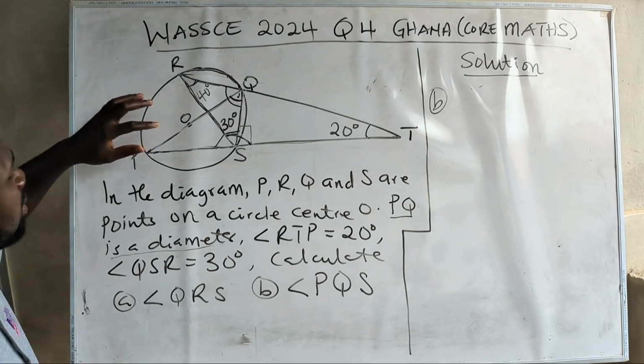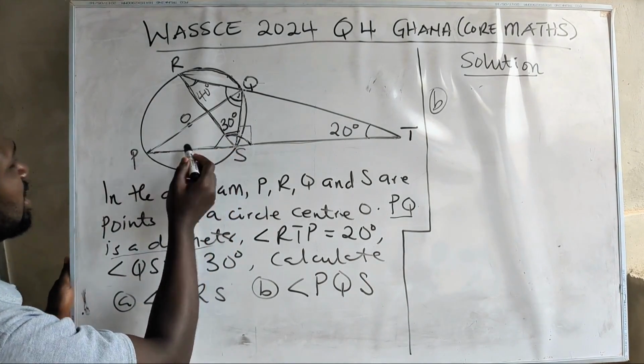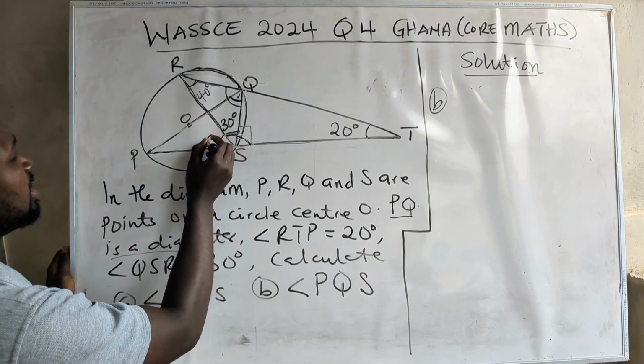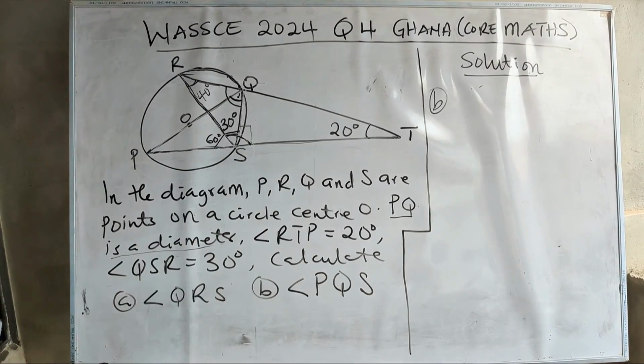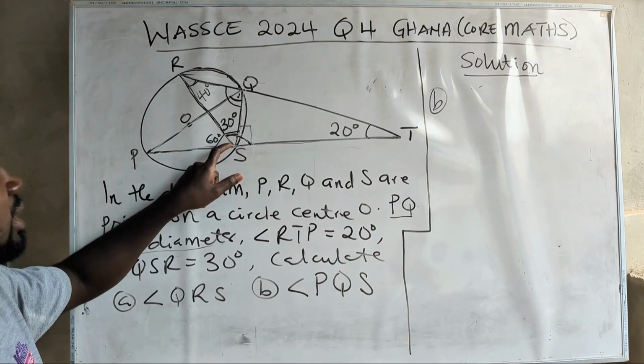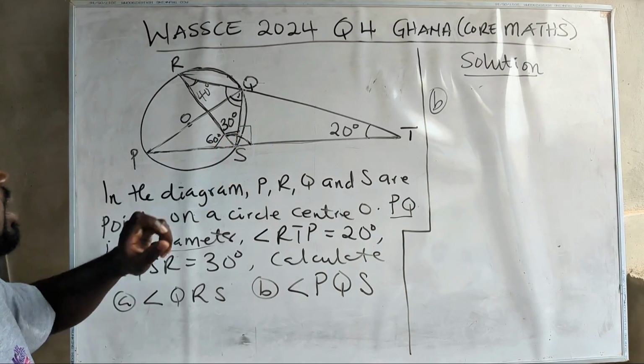Okay. So we know that this particular angle here is also 60 degrees, because this is a diameter and it subtends an angle of 90 at the circumference. So here is 30, here will be 60.